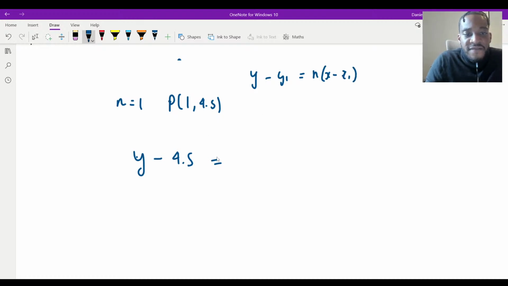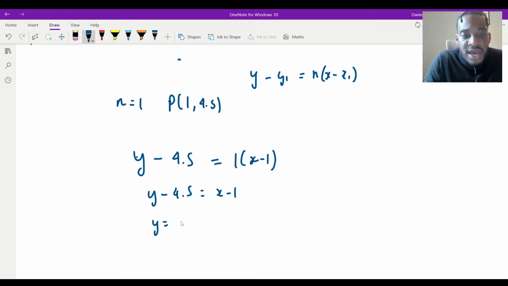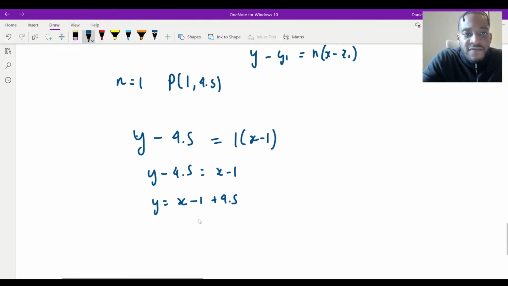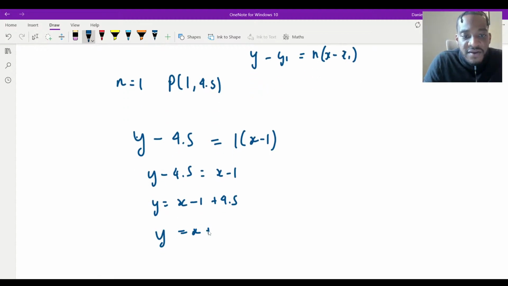It's going to be y minus 4.5 is equal to n, which is the gradient, is 1, and then x minus 1, like that. And then that's just y minus 4.5 is equal to x minus 1. And then that means that y is equal to x minus 1 plus 4.5, which is just 3.5. So therefore, the answer is y is equal to x plus 3.5. Is that what they got?